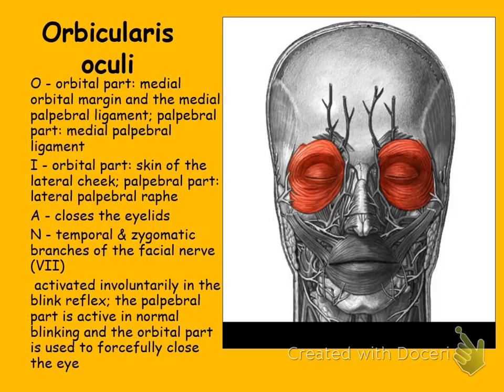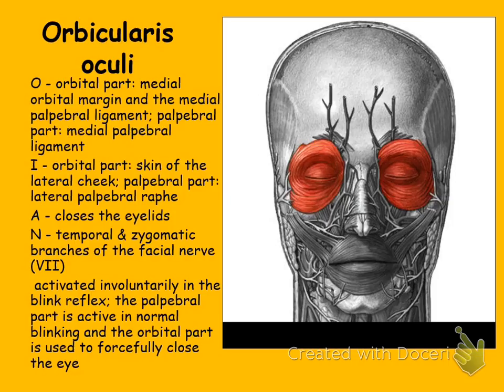Orbicularis oculi. Sounds like oculi, eye, right? It's the part of that. Orbicularis means it's a circular muscle around that whole area. So the origination of this is the orbital part around it with the medial aspect of it. And then we have the palpebral part, and that is all around the eye, kind of a circular around the eye outside. And then the insertion is the skin of the lateral cheek and also the lateral palpebral raphe.